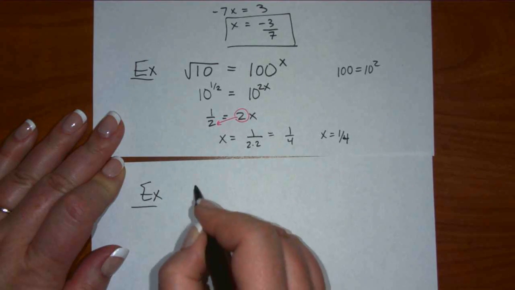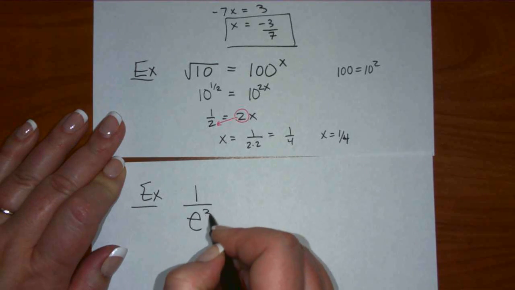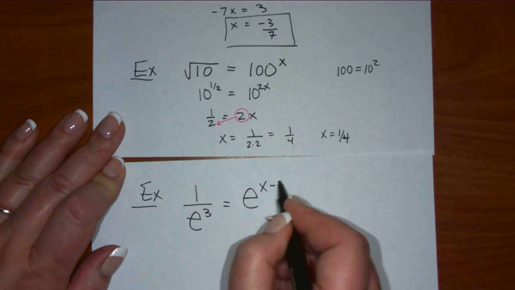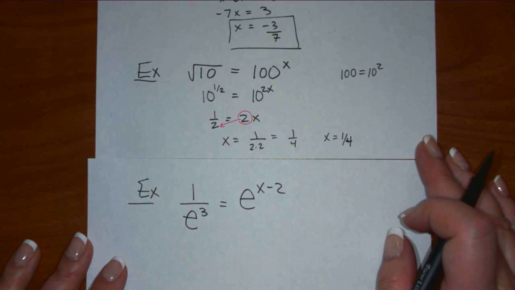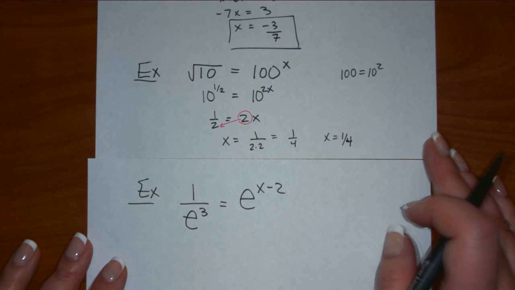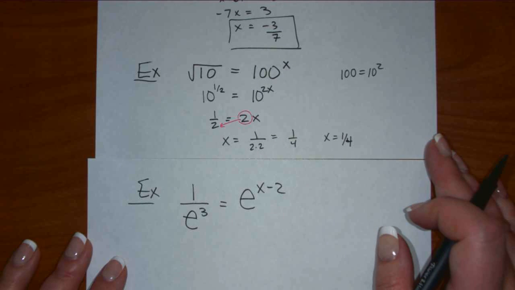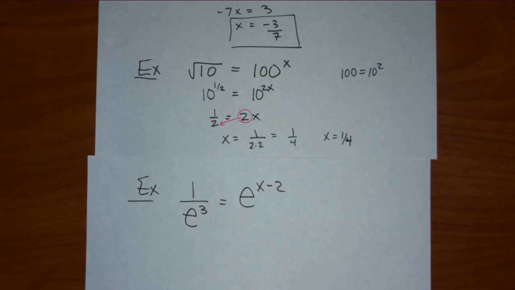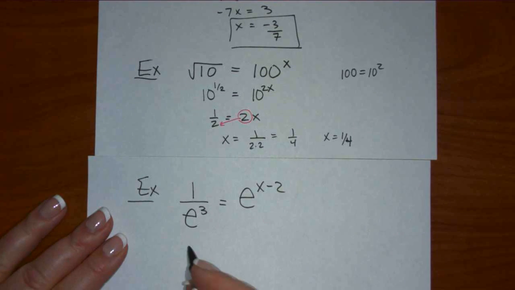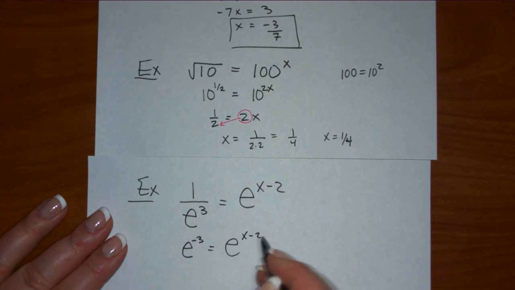1 over e cubed equals e to the x minus 2. E's are easy because they already have an e, like there's no powers of e. E squared is just e squared, e cubed. So e's easy. We just need them both to be on the top. So what would we do to this one? E to the minus 3. And then compare the powers. So minus 3 equals x minus 2.